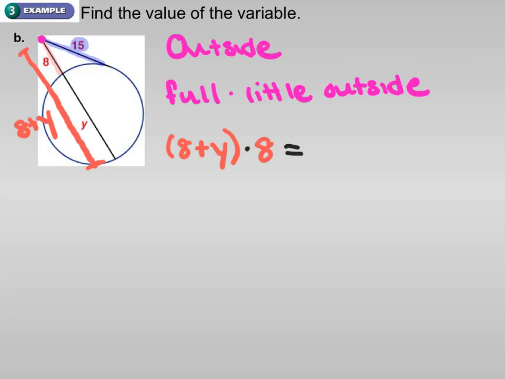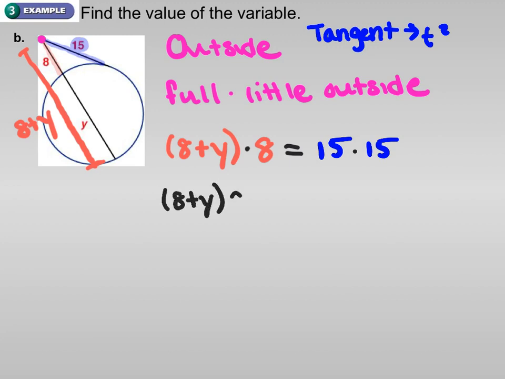because 15 is a tangent. Remember, when we have a tangent, we use the tangent squared. Because if we think about it, the full part of the tangent is 15 times the part outside, which is just 15. So I can really rewrite this as 8 plus y times 8 equals 15 squared.